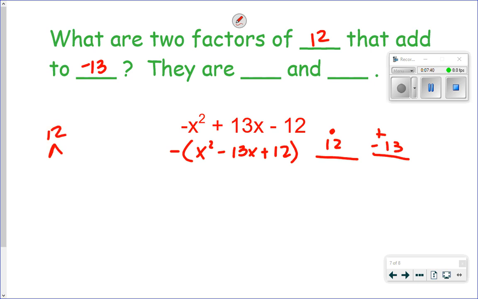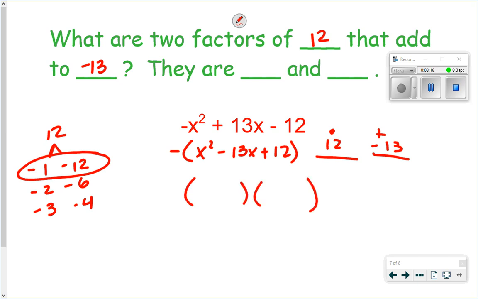Okay, so now I need to list the factors of 12. Now, if I'm multiplying to a positive, what are my two options? Positive, positive, negative, negative. Well, if that middle number is negative, then that means if I have two positives, I'm never going to get that. So that means all my factors need to be negative. So negative 1, negative 12, negative 2, negative 6, negative 3, negative 4. Okay, do any of those pairs add to give me negative 13? Yes, the first one. All right, so draw my parentheses, fill them in, x minus 1, x minus 12.